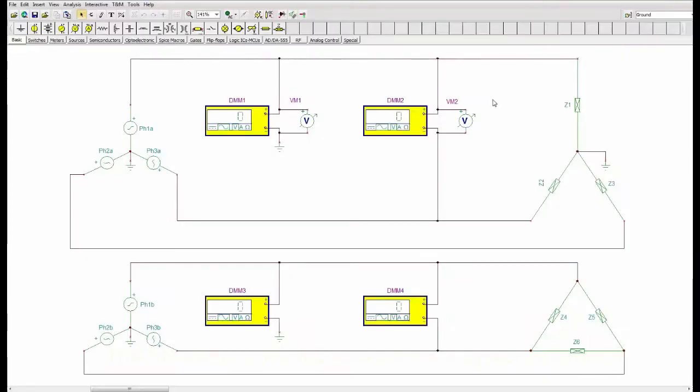Let's now turn to that TINA simulator and draw ourselves a couple of three-phase systems. This top system here, okay, we have a star-star arrangement, and along the bottom here we have a star-delta arrangement. And you'll notice that I've put some digital and analog meters in here to measure phase and line voltages.